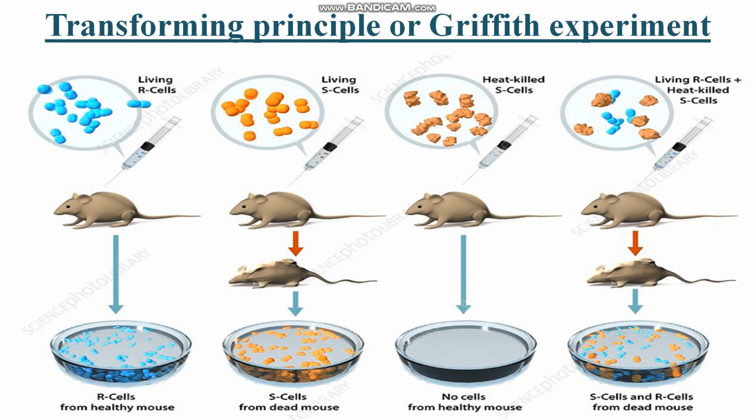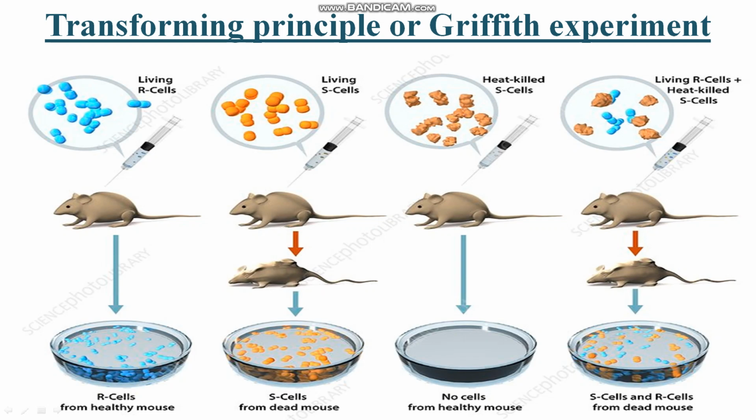What happened with this, or what is the problem here? Listen to what happened. What is the rough strain of bacteria, which does not have a polysaccharide coat? When injected into the mouse, because it does not have any coat, that bacteria is killed by the immune system of the mouse. Clear? And there is no pneumonia in the mouse.